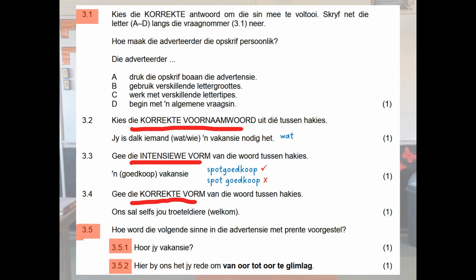Give the correct form of the word between brackets. This one is asking you to change this word into a verb. So when you read that sentence, ons sal selfs jou troeteldiere, and then it's got the word welkom, it needs to be verwelkom. If you add a ver in front of a word, you can change it into a verb, not in all cases, but in this one definitely.